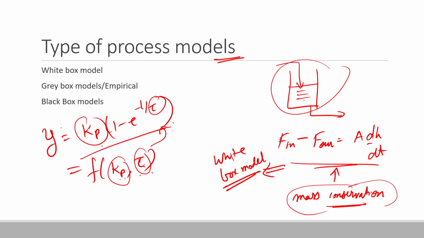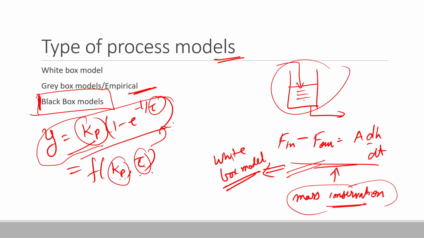So yes, such kind of models are known as empirical models, in which we have a rough estimate of the model, but we get the model parameters from an experimental model. Now the third kind of models will be the black box model, in which we don't have this empirical model or this first principle based model.